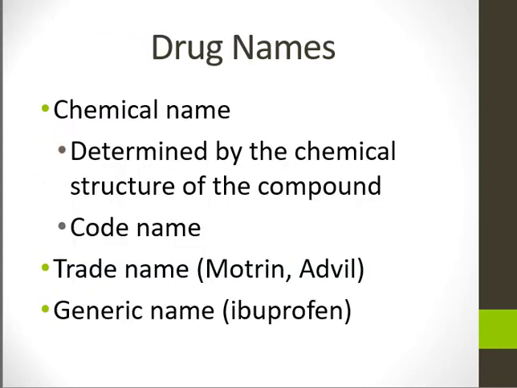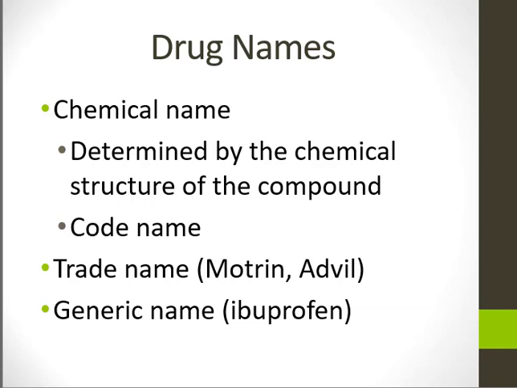So how are drugs named? You've probably gone into the CVS or Walgreens, whatever, and said, oh, this ibuprofen is much cheaper than this Motrin, this Advil. So what's the difference between them? Can you take the generic? So drug names themselves, first, it's known by a chemical name. And drug companies refer to a drug by its chemical name, determined by its chemical structure. Sometimes it's also named by a code name.